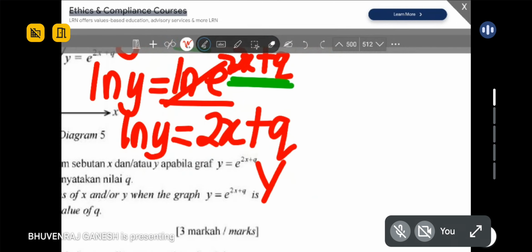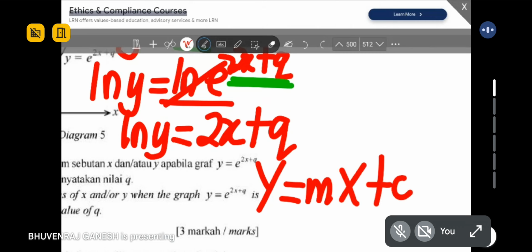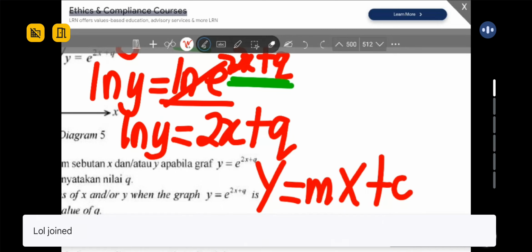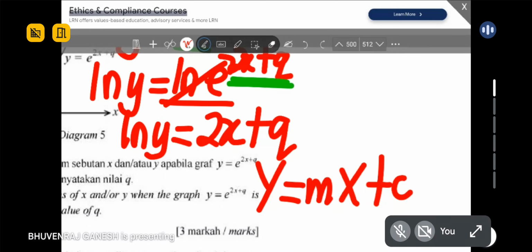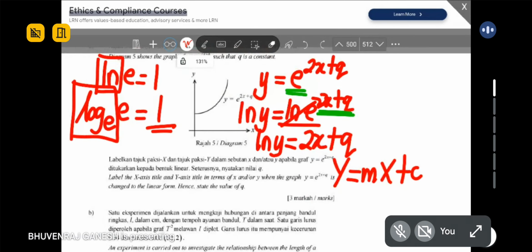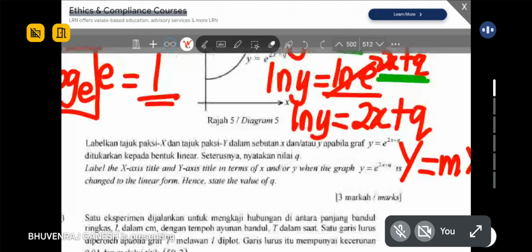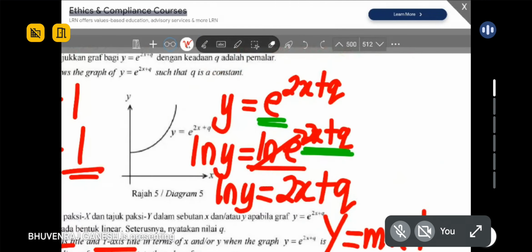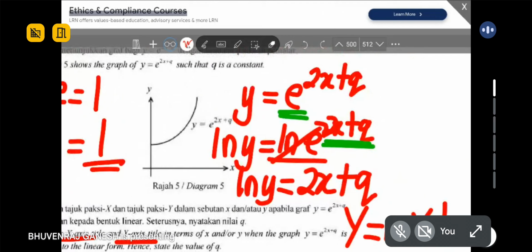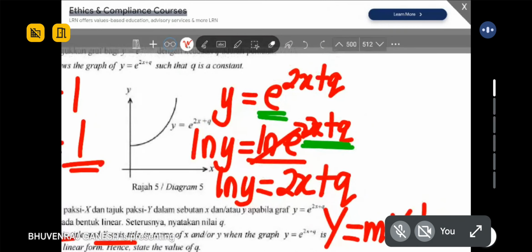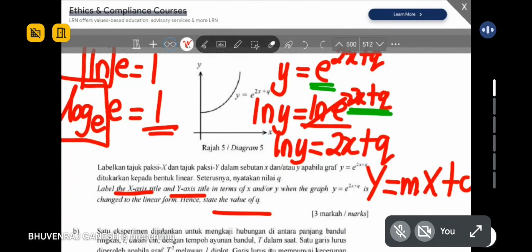Okay, so do you all see y equals mx plus c now? Boleh nampak the format? So your y is your ln y. X is your x. M is your 2. C is your q. Semua info sudah ada. So you guys can already label the x and y axis, and then state the value of q. So you need to find the y-intercept, pintasan y. How do we find it?